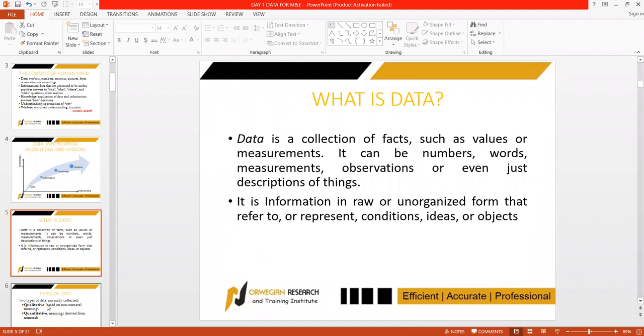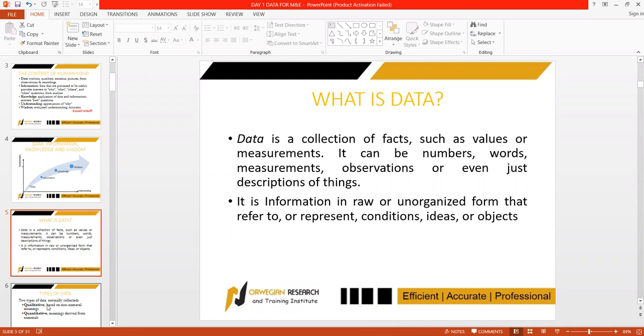Now, we want to understand what it is that we call data. So data is a collection of facts, such as values or measurements. It can be numbers, words, measurements, observations, or even just descriptions of things. It is information in raw form. Often we say ungrouped. It has not yet been processed.